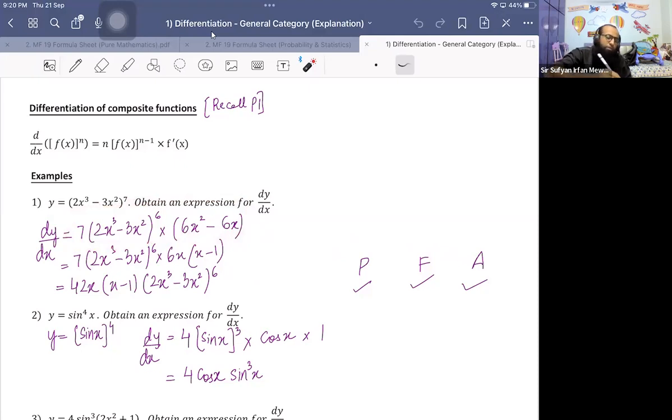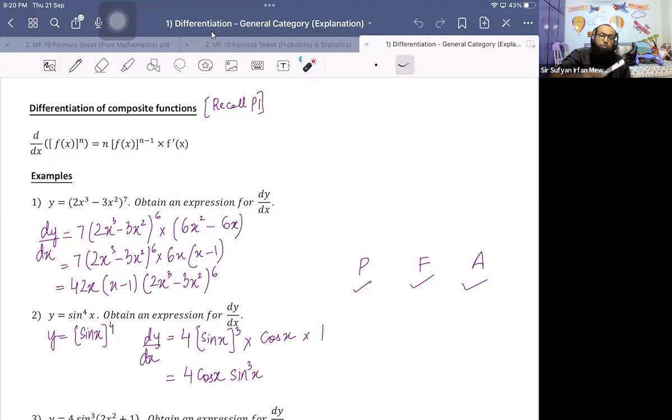But what I have done over here is that I have factorized 6x squared minus 6x, and I have taken 6x as common. Then 6x multiplied by 7 gave 42x, and 42x times (x minus 1) times (2x cubed minus 3x squared) to the power 6. So these further processing steps are not required at times. Only this can be given as the final answer. Right? So this was the recall of P1.